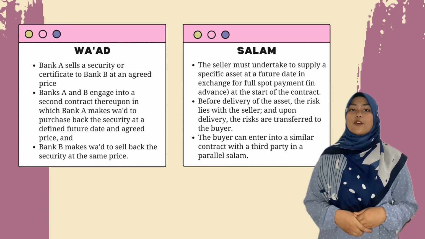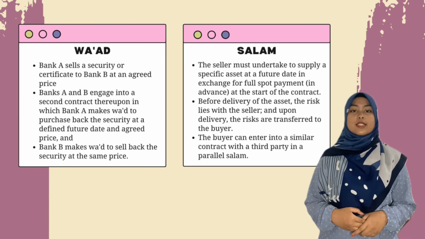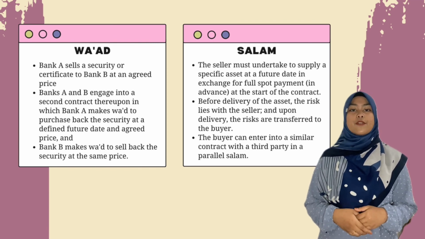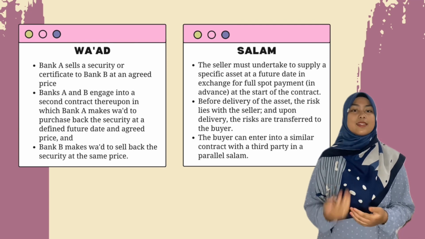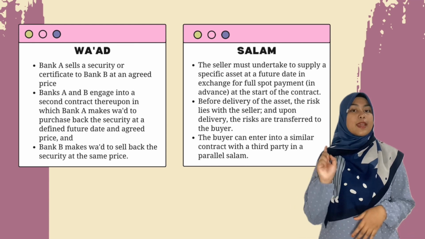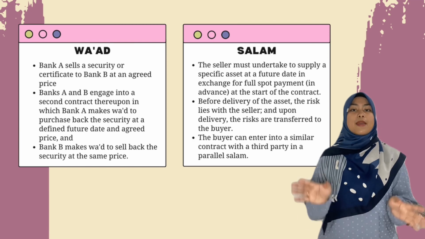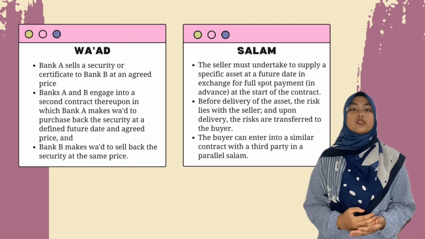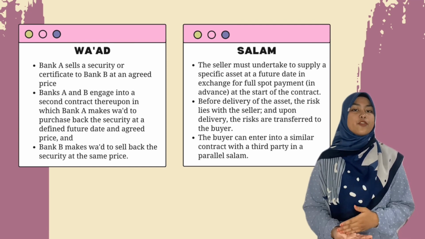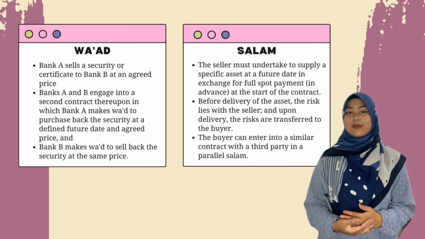Second, wa'ad is often used in Islamic financial instruments such as forex forwards and the Islamic repurchase agreement, also known as Islamic repo. Islamic banks make a commitment of a bilateral wa'ad and then enter into a repo arrangement as part of an Islamic repurchase agreement whereby Bank A sells a security or certificate to Bank B at an agreed price, and then Banks A and B engage in a second contract in which Bank A makes a wa'ad to purchase back the security at a defined future date and agreed price, and Bank B makes a wa'ad to sell back the security at the same price.